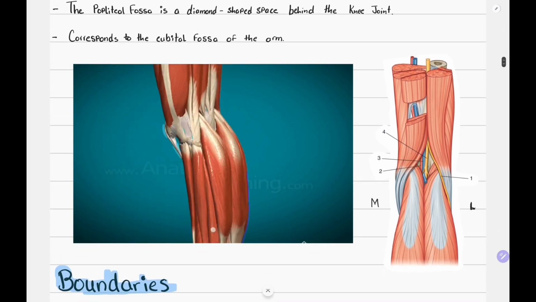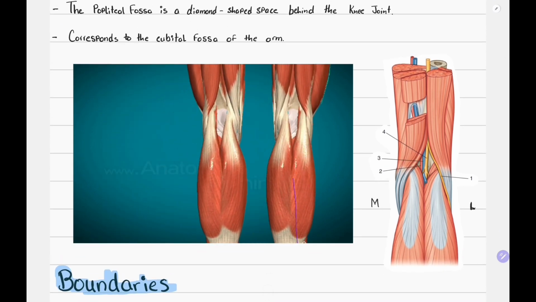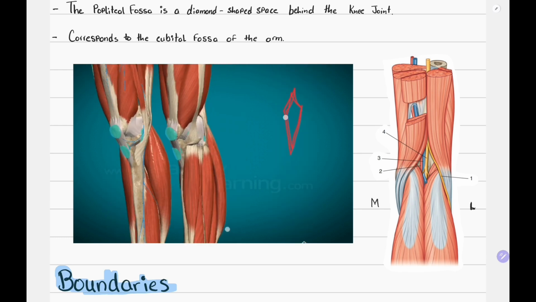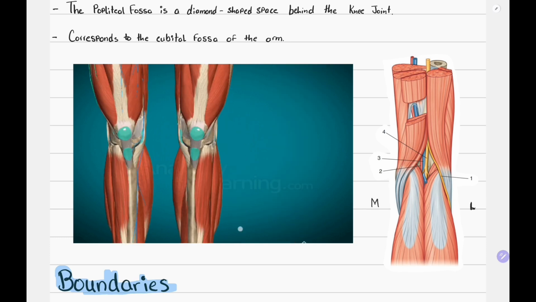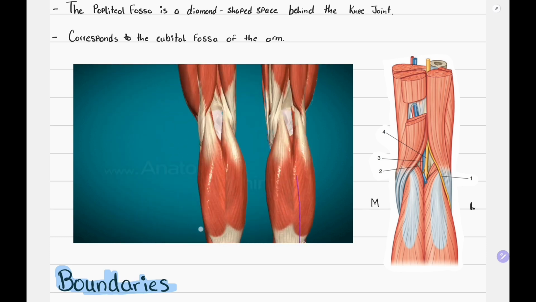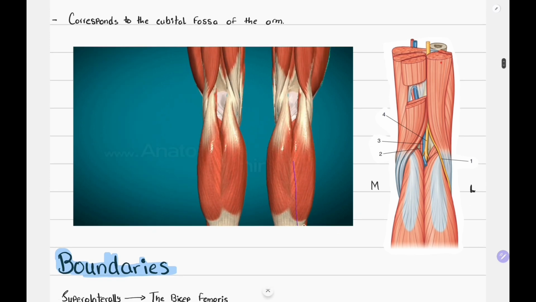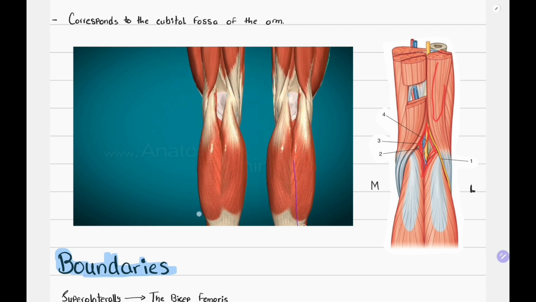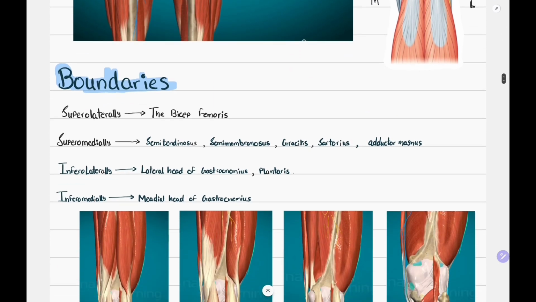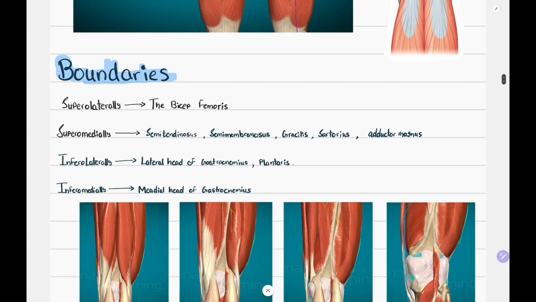Understanding with the help of this diagram, this animation, this is our diamond shaped popliteal fossa, which is behind the knee joint. And here is the diagram to make this more clear to you. This is our diamond shape fossa. So now coming to the boundaries of the popliteal fossa.